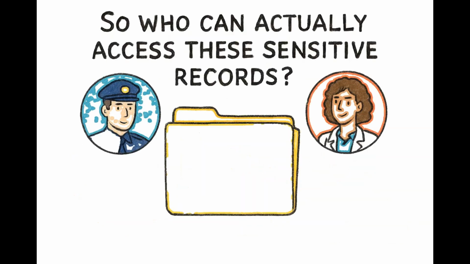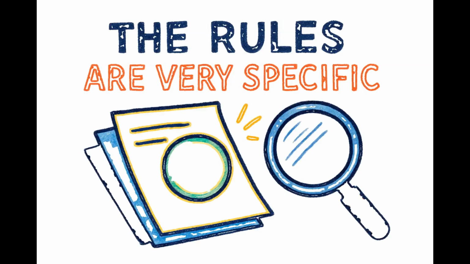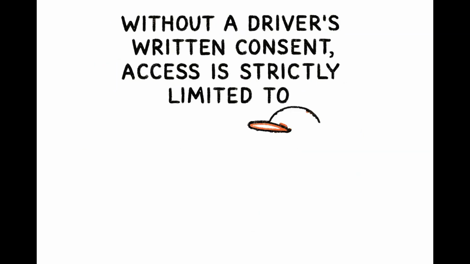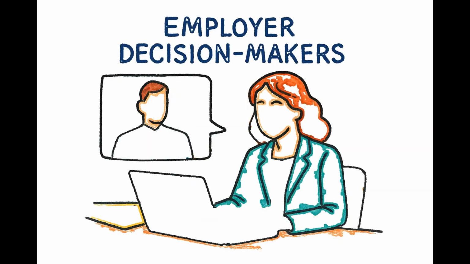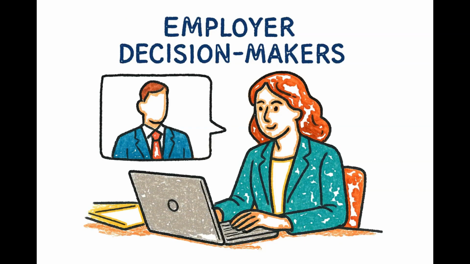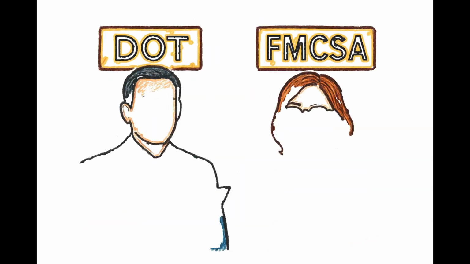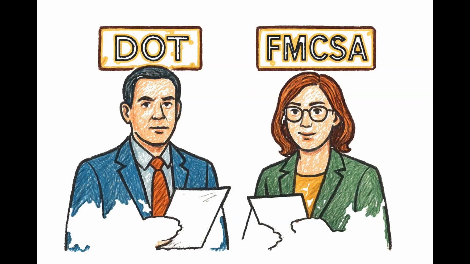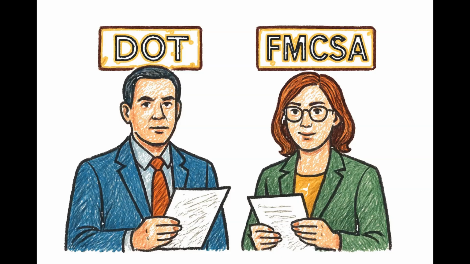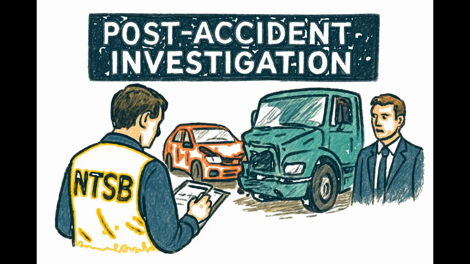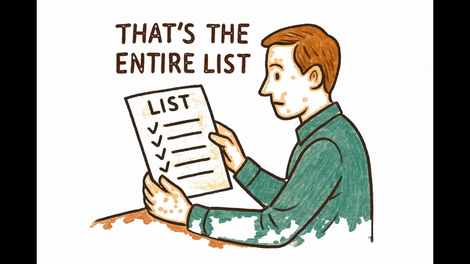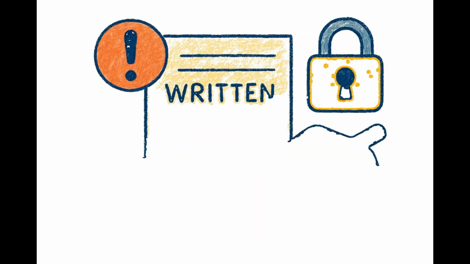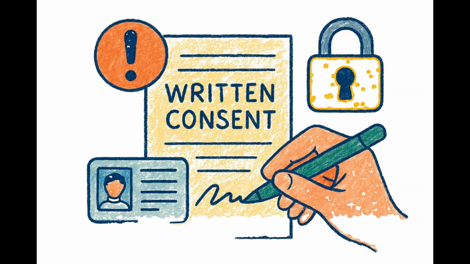So who can actually access these sensitive records? The rules are very specific. Without a driver's written consent, access is strictly limited to 4 parties. First, employer decision-makers, which means the designated employer representative, or DER. Second, official representatives from the DOT and the Federal Motor Carrier Safety Administration. Third, the National Transportation Safety Board, but only in the event of a post-accident investigation. And fourth, state safety auditors conducting their reviews. That's the entire list. Any other release of records requires specific, explicit written consent from the driver.